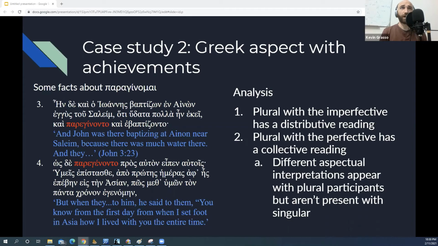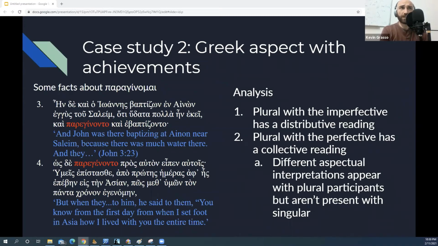So here we have an imperfect form, and the question is, how is it being interpreted? And again, I'll just read the first part of this next verse, which is from Acts, and I forgot to give the reference. Just the first part of 4, hoste paragenonto pros auton apen autois. So when they arrived at him, or came to him, he said to them, right? I think this is the chief leaders coming to Paul.